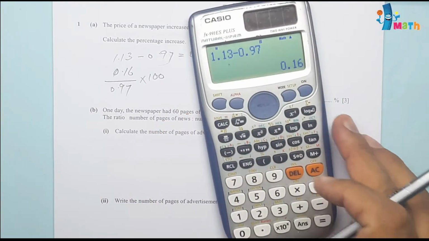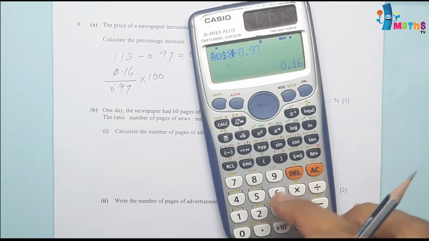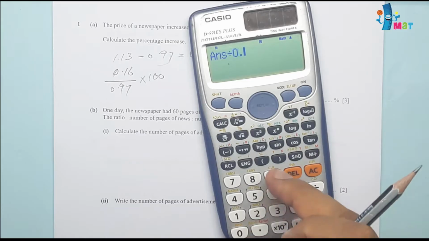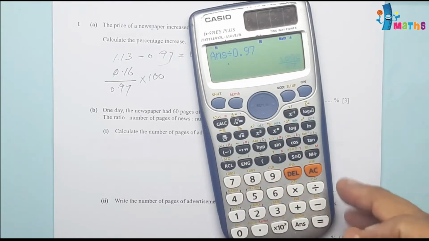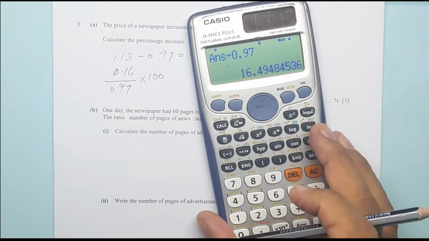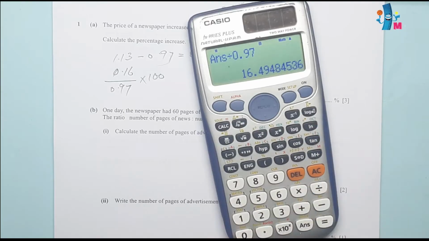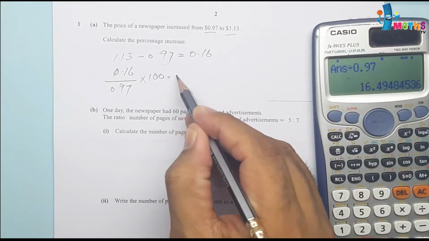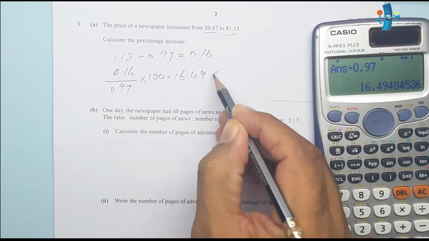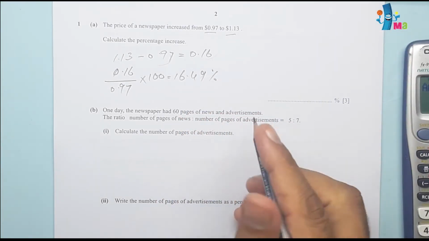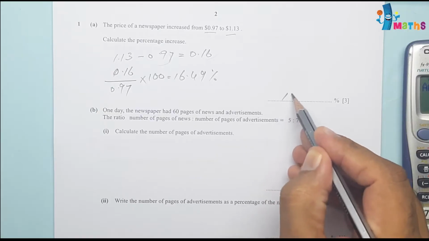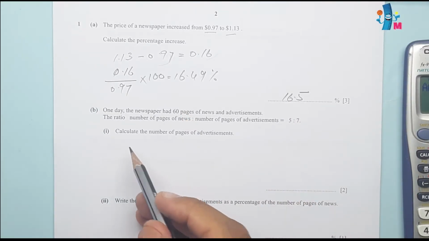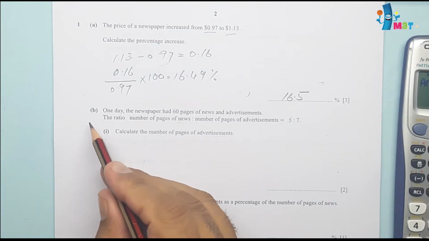So 0.16 multiplied by 100 and divided by 0.97. So we will get 16.49%, and we can write here 16.5%, rounded to three significant figures. Let us go through B part.